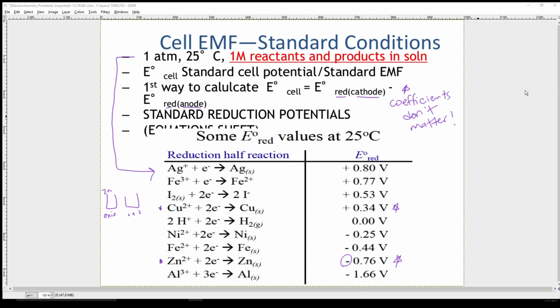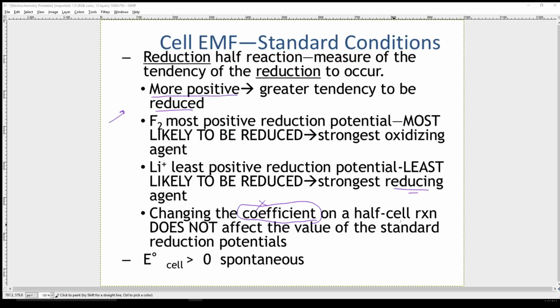They don't matter. Coefficients do not matter. That makes our calculations a lot simpler. So, as I've mentioned before, if the cell potential is greater than 0, then it is spontaneous. You know how Gibbs free energy, if that is less than 0, it's spontaneous? Well, if the cell potential is greater than 0, it's spontaneous. So don't mix those up. You need to know that they are opposites there. Greater than 0 is spontaneous.